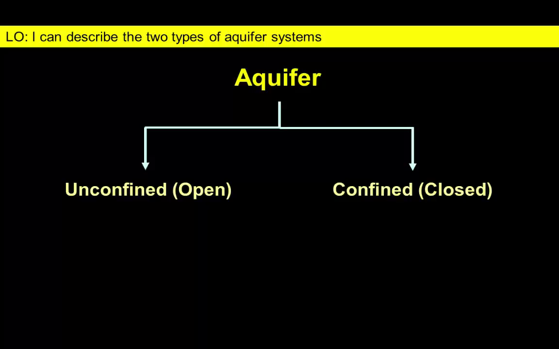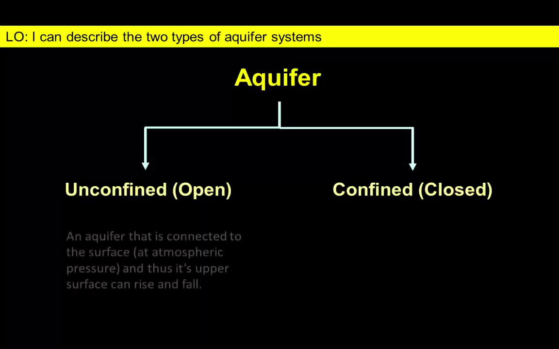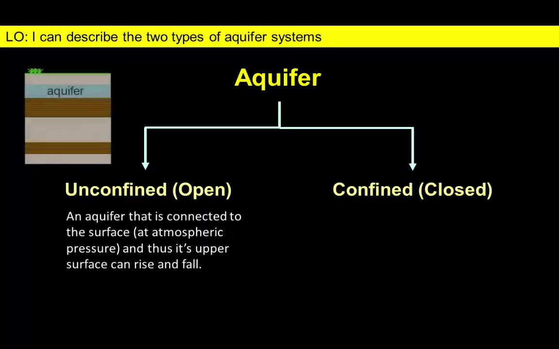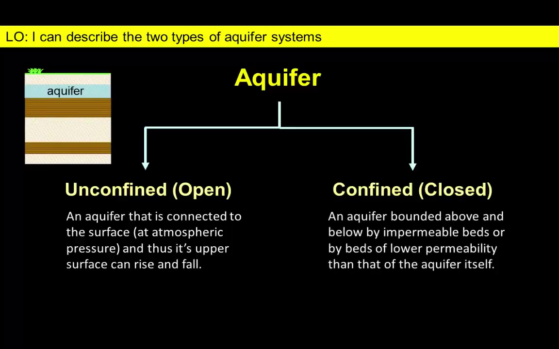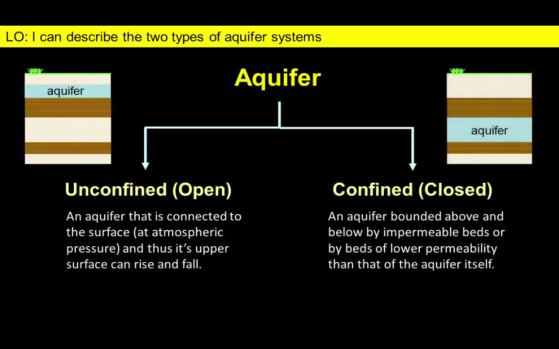Most aquifers fall into one of two types. Unconfined or open aquifers are directly connected to the Earth's surface. In contrast, confined or closed aquifers are separated from surrounding rock layers by confining units above and below the aquifer. Let's take a closer look at each type.